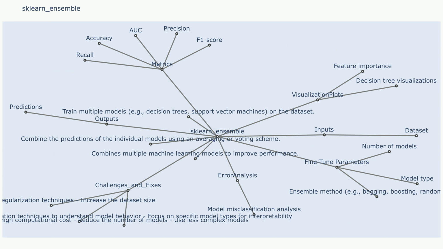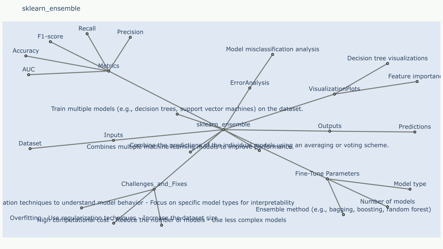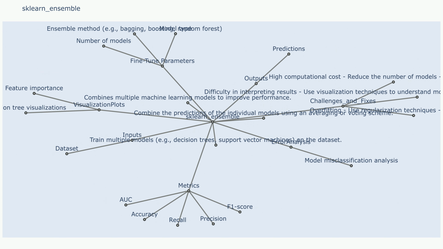Challenges and fixes. Challenge 1. Explain in detail overfitting. When the ensemble model is too complex and learns the training data too well, it may perform poorly on unseen data. Sample use case that resulted in challenge 1. A random forest model with a large number of trees and a very deep tree structure might overfit on a small dataset.